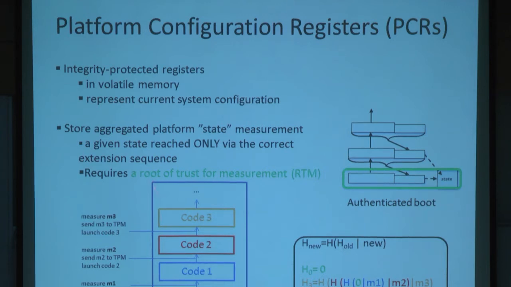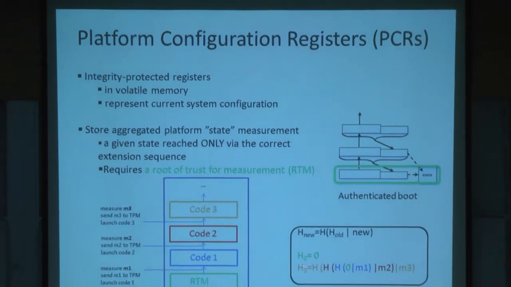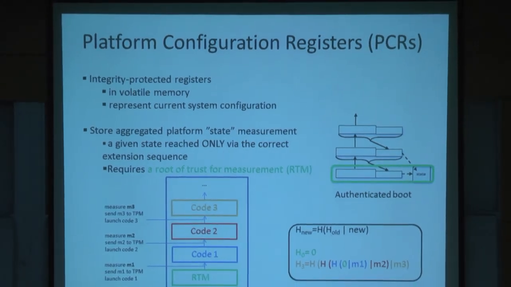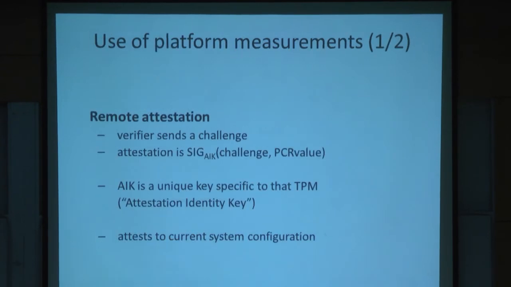So after you have booted this up, the value of this PCR represents this current boot sequence. And what this means is that if you have a PCR value at the end of this boot, assuming your cryptographic hash function behaves like a cryptographic hash function, there's only one sequence of events that will get you to this place, right? So now you can use this for various things.